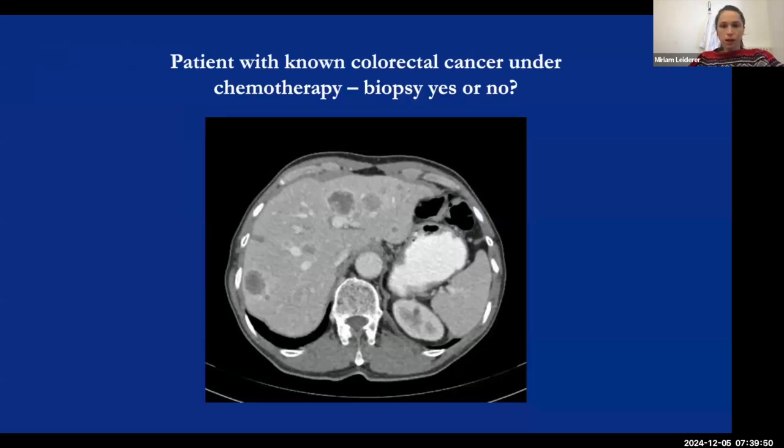So now let's talk about some of the organs that you might want to biopsy. In this case, there's a patient with a known colorectal cancer on chemotherapy. And then you have these liver mets. Would you want to biopsy that? Yes or no? Do you think there's an indication to biopsy? Maybe you can just think about it for a second, or even give me a thumbs up or down.